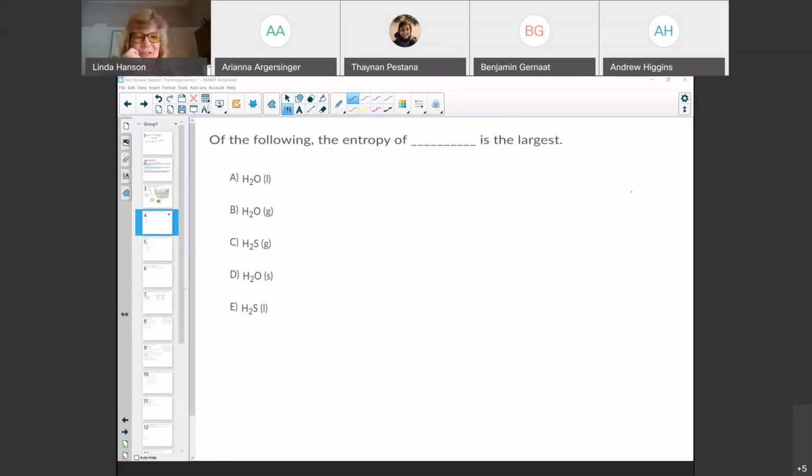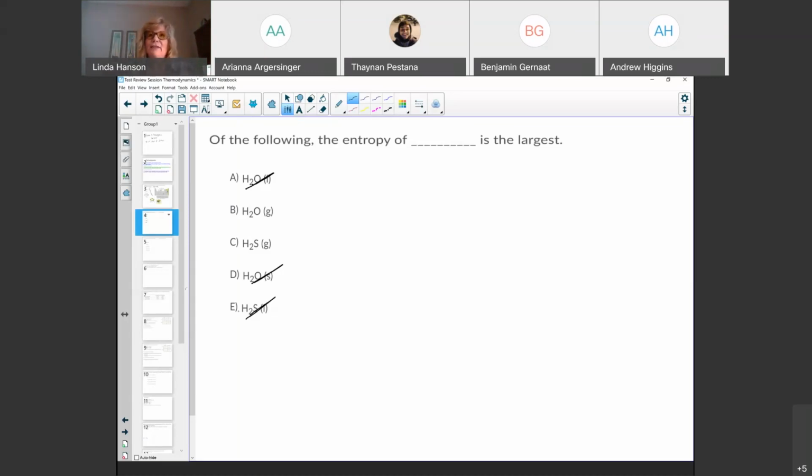That's perfect. So based on that, I can eliminate choice A, I can eliminate choice D, and I can eliminate choice E because they're in different phases, solids and liquids. Now I've narrowed my choice to steam, gaseous water, or gaseous hydrogen sulfide. Between these two, how could I determine the largest entropy?